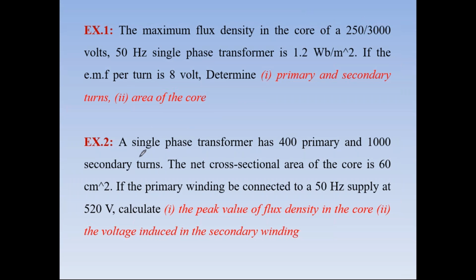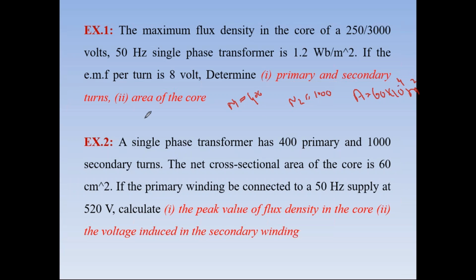Now shall we do this second problem? I'm going to read this. A single phase transformer has 400 primary turns, so N1 is equal to 400. Next, 1000 secondary turns, so N2 is equal to 1000. And the net cross sectional area of the core is 60 centimeter square. So we write 60 into 10 power minus 4, so finally we obtain the area in terms of meter square.